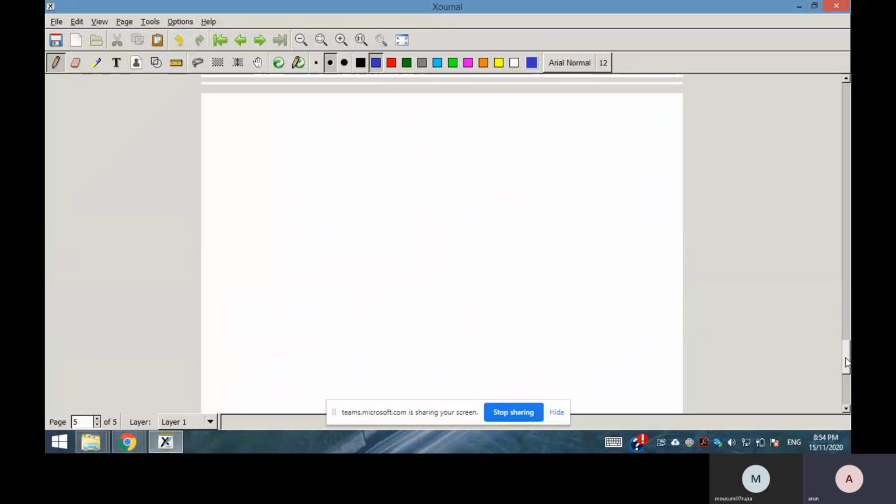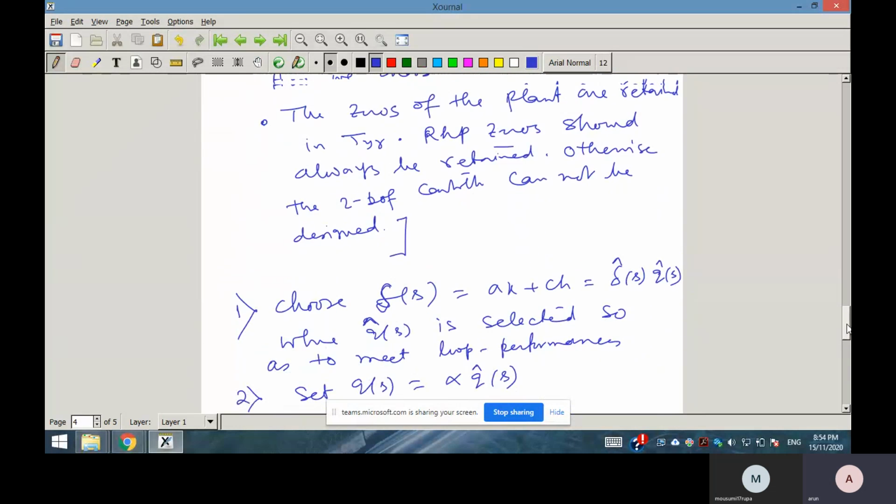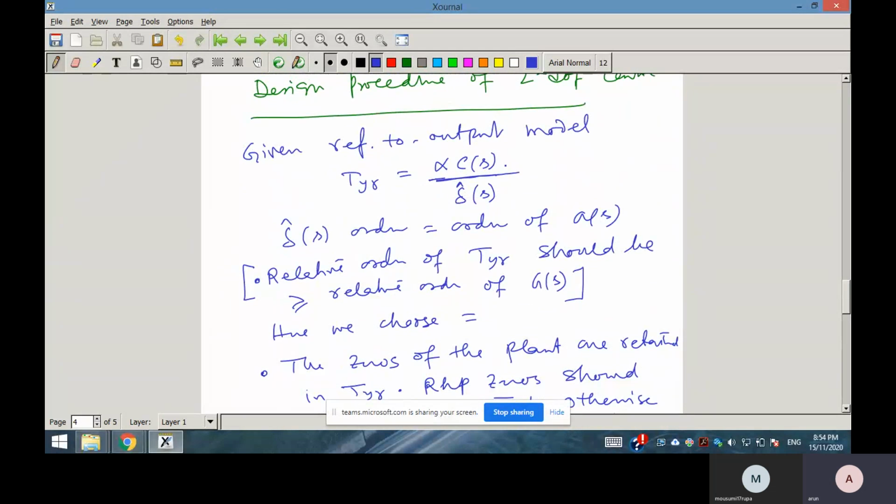So there are three major steps. One is, first you have to choose a suitable model matching, the suitable model you want to achieve. Once you have achieved it, given a plant transfer function C S and A S, you can have T Y R based on your time domain specification, like settling time, peak overshoot, all these things.